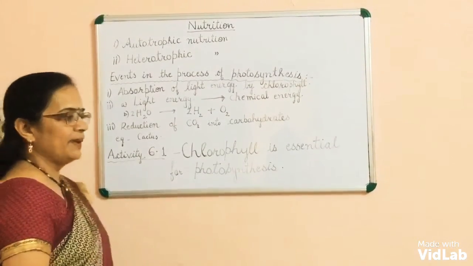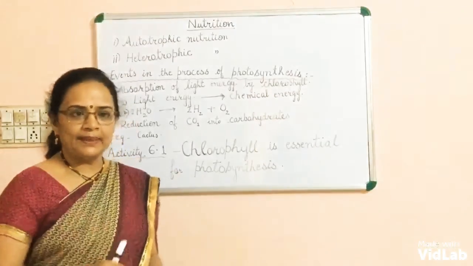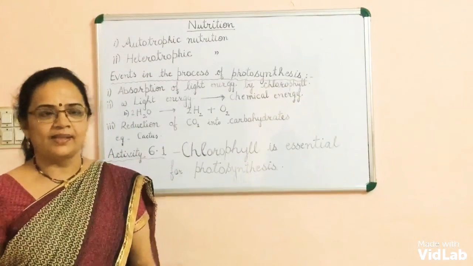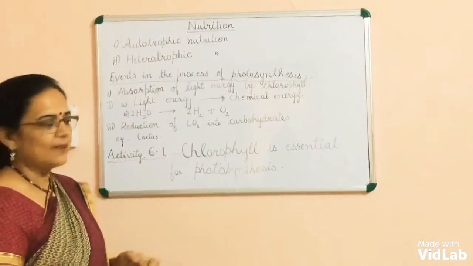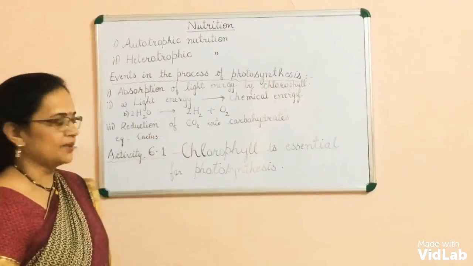The third step is the reduction of carbon dioxide into carbohydrates. So carbohydrates are formed in the process of photosynthesis by the process of reduction.